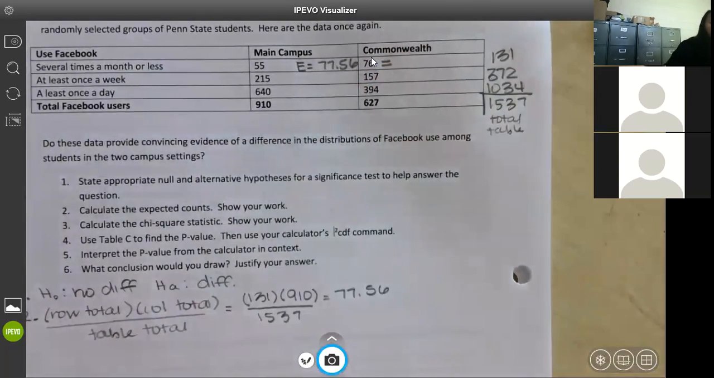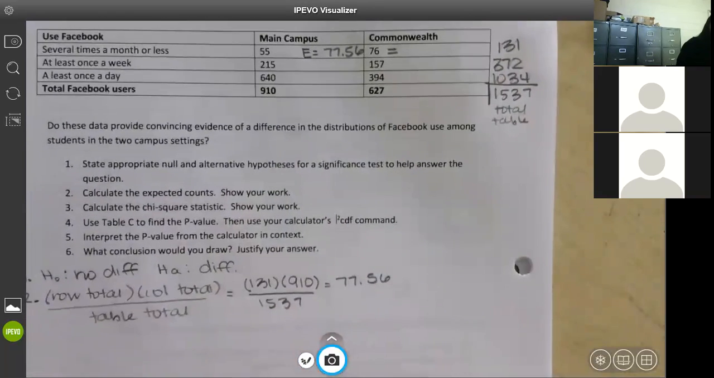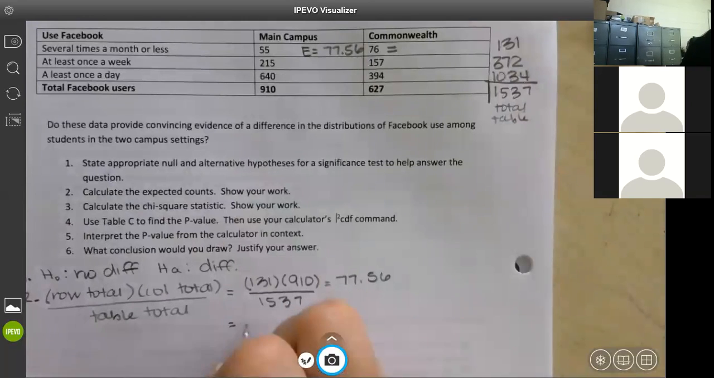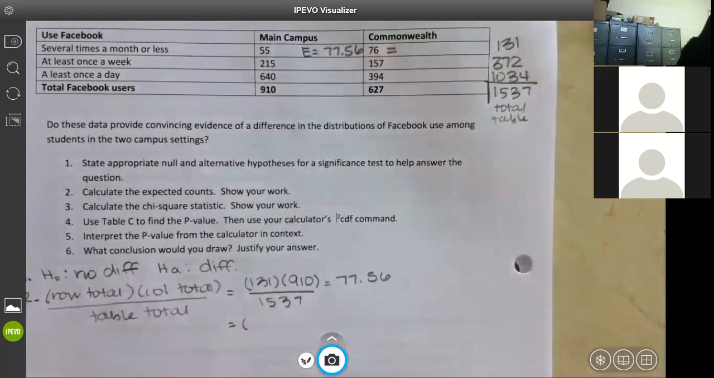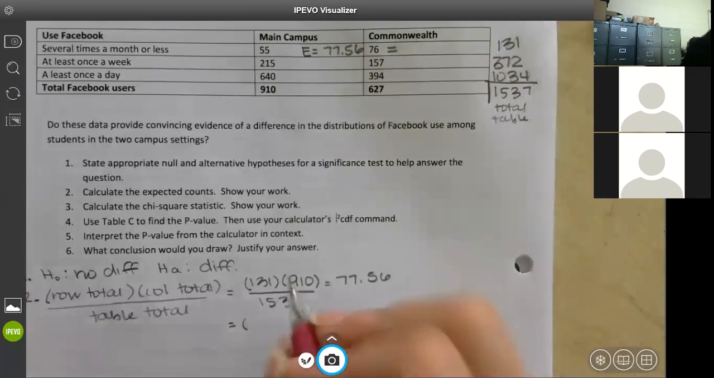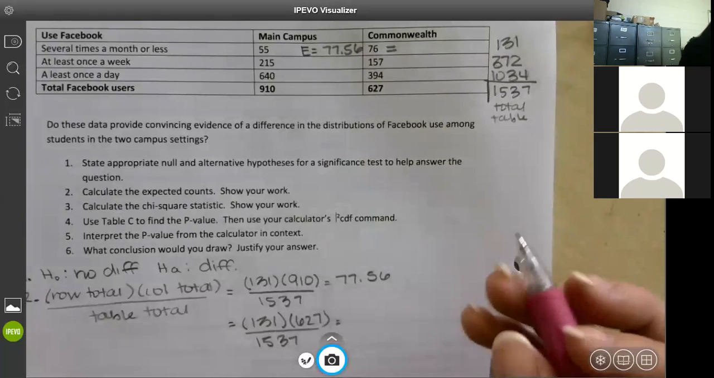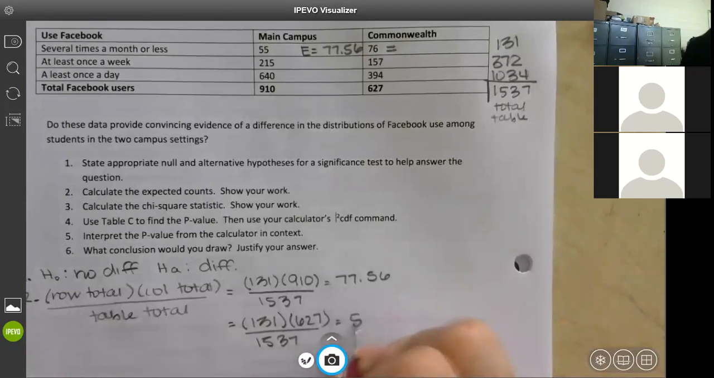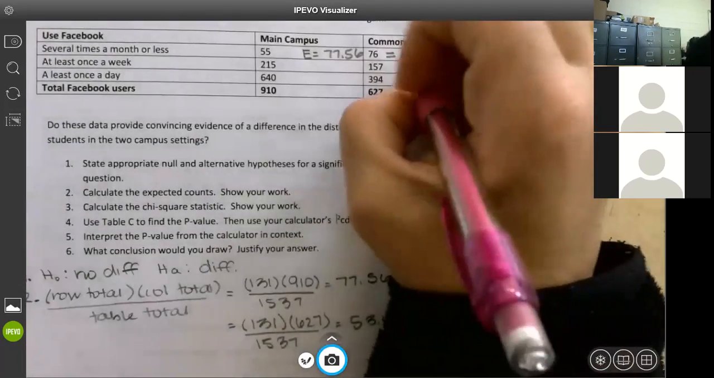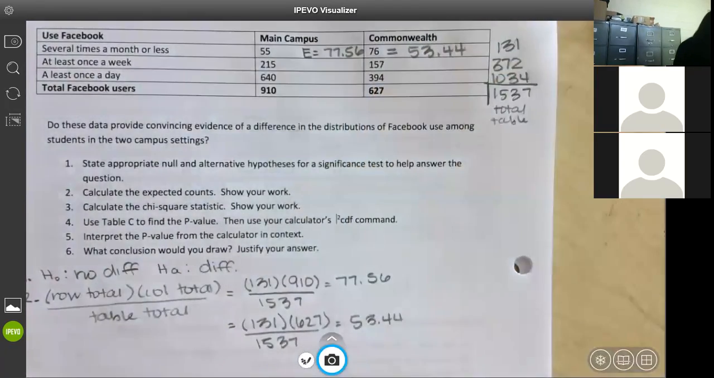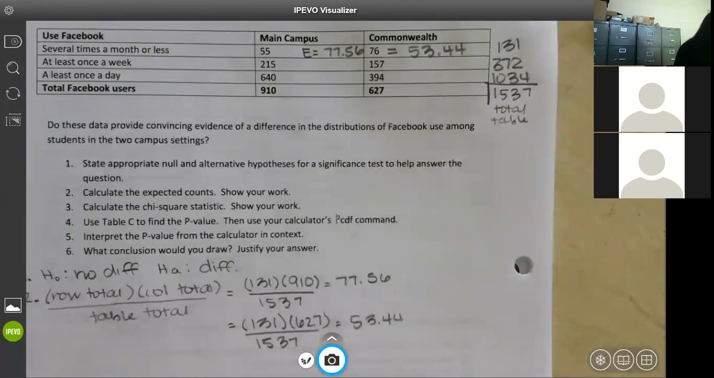To do the next one, what are we going to do? I'm on this one. It's okay. I was trying to figure out where y'all were. 627 times 910 over 1537. And that's going to give you 53.44. You guys good with that? Do I need to show you all of them?